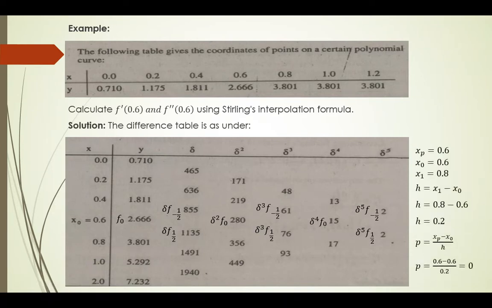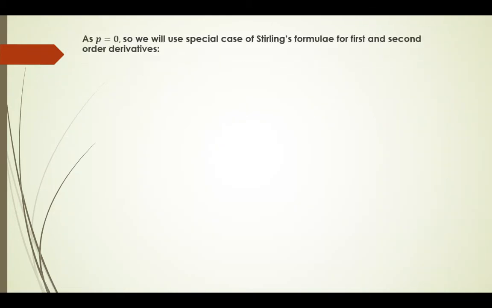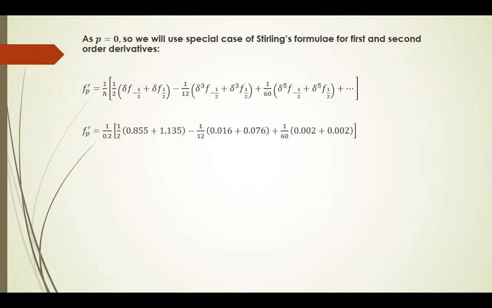This story is the same as repeated in the previous examples, but we see that p is 0 in this case. P is 0 here. So we need to use Stirling's formula. So use the special case of Stirling's formula. If you do not remember the special case of Stirling's formula, just use the Stirling's formula and replace p by 0. It doesn't matter. Replace p by 0. So as p is equal to 0, we use the special case. This is the special case of Stirling's formula. Replace the values, replacing h by 0.2.